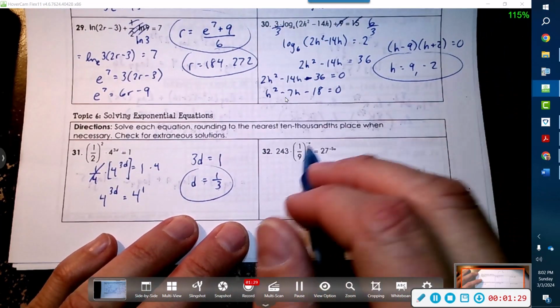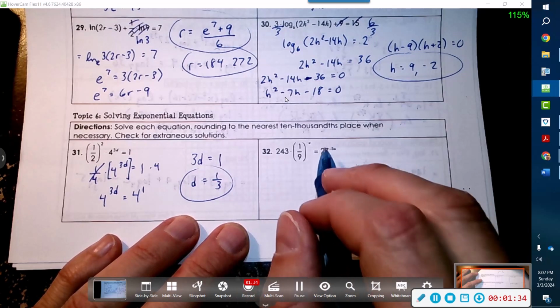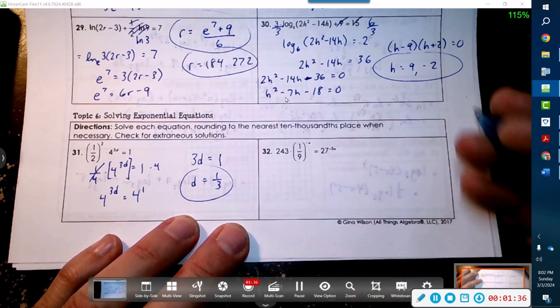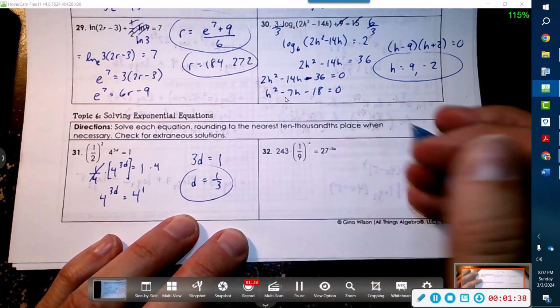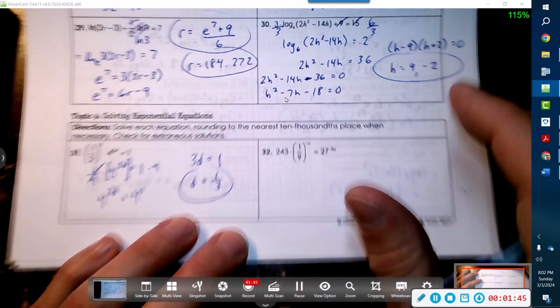All right, so we got some negative exponent. I got a feeling this is also going to be a similar base, because 243, what is that? Something to the 3rd power. 3 to the 5th power? Yes, 3 to the 5th power.